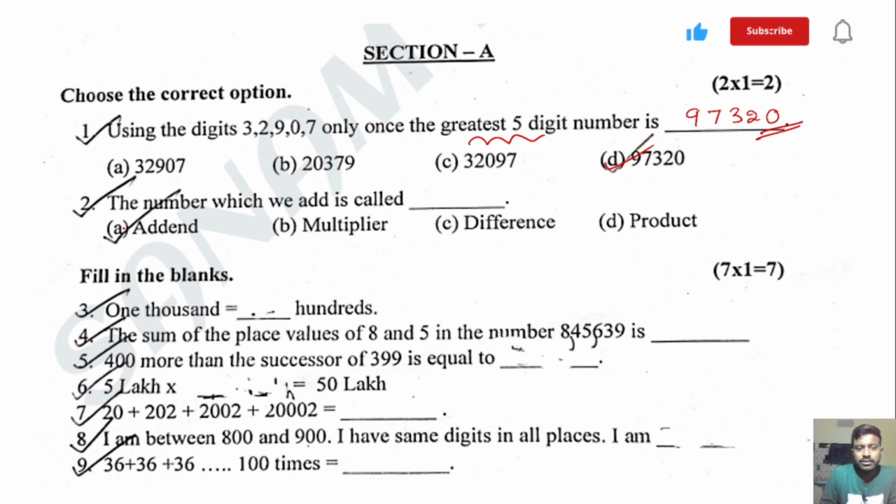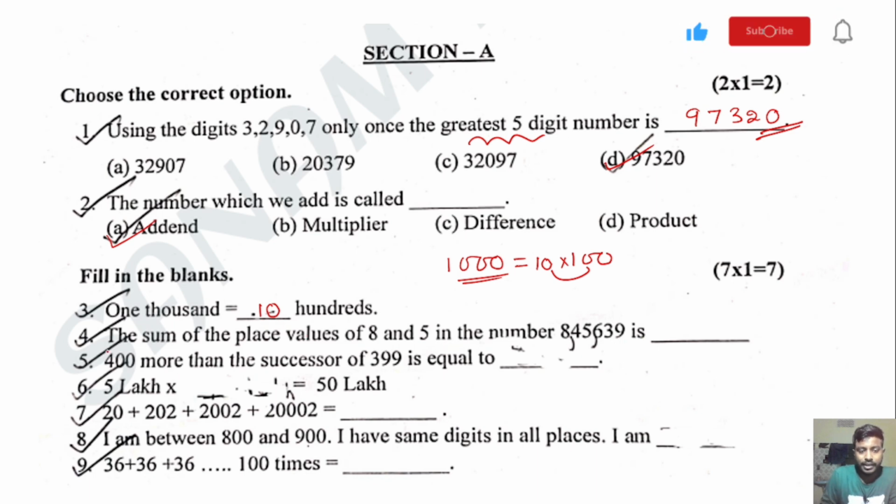Next question, the number which we add is called dash. That is called addend. Next question, 1000 dash 100 equals 1000, because in 1000 there are 3 zeros, but in 100 there are double zeros. So how many zeros are required? Now 1 zero, that is 10. 100 is equal to 1000, but 1 lakh is 100,000.